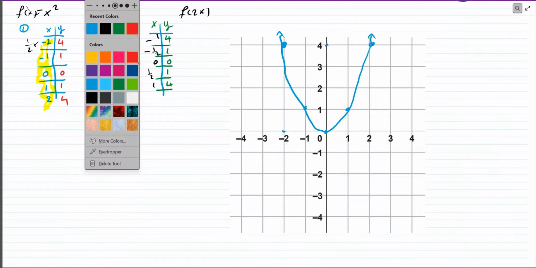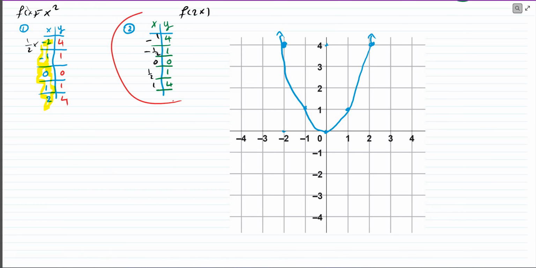Students, how about if we graph the compression? Remember, the compression, we say horizontally will get smaller or more narrow. So negative 1 and 4, so this is negative 1 and 4. We have negative half, which is here, and 1, negative half and 1, 0, 0, 1 and half, and we have 1 and 4. Join them all together. So obviously, this is horizontal compression, right?